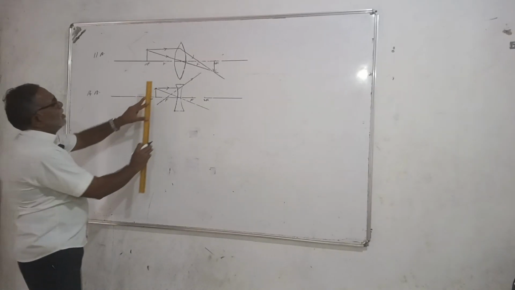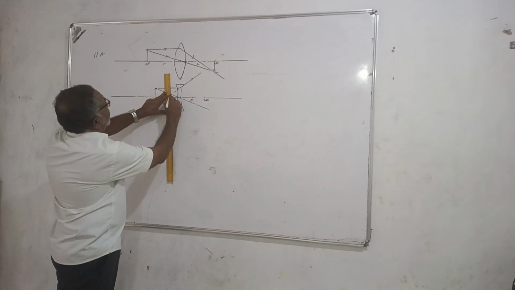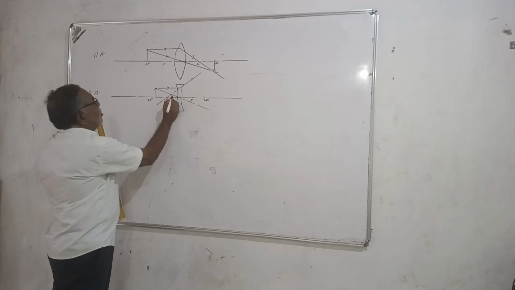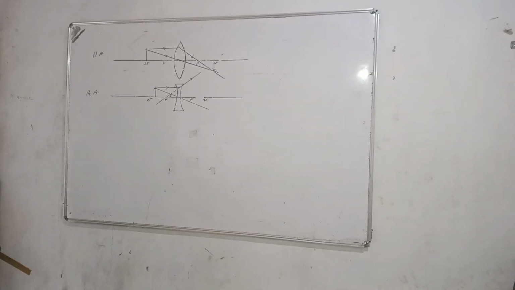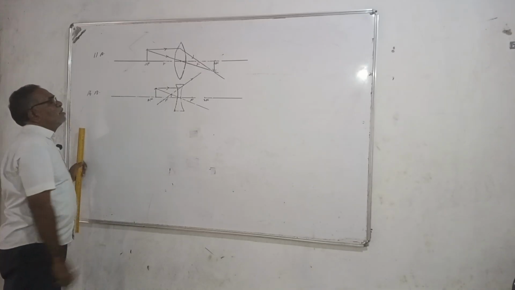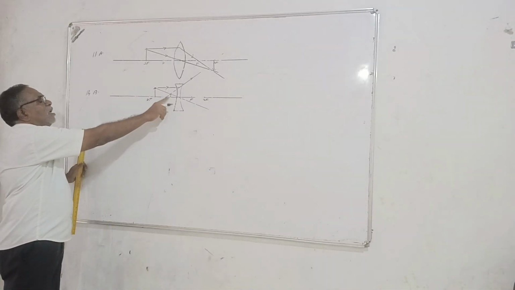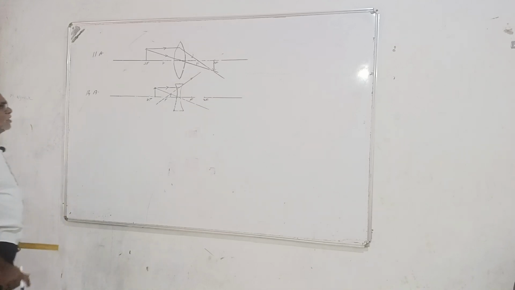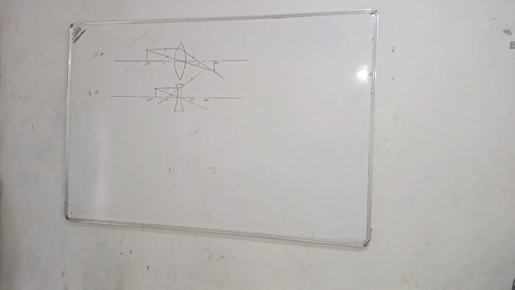So the image is formed here. Erect image, virtual image, diminished. So in a concave lens, an erect, diminished, virtual image is formed. That was question number 14A.